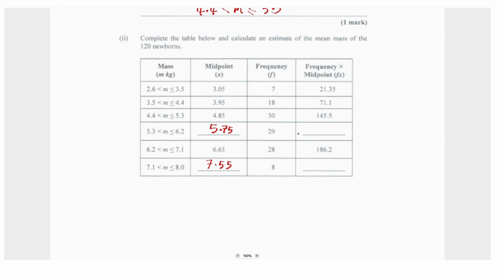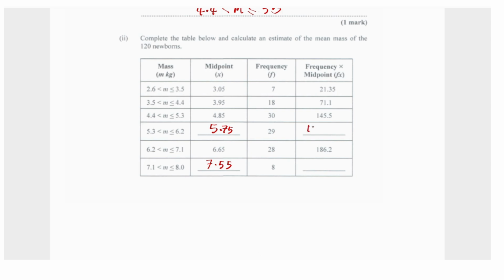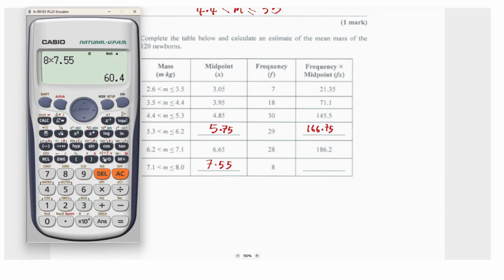Okay, so to work out this value, we're going to multiply the frequency times the midpoint, and the midpoint here is 5.75 and the frequency is 29. So let's use our calculator to do that. So we get 166.75. Let's write that down. 166.75. Okay, and then now we need to multiply 8 times 7.55, so we get 60.4.